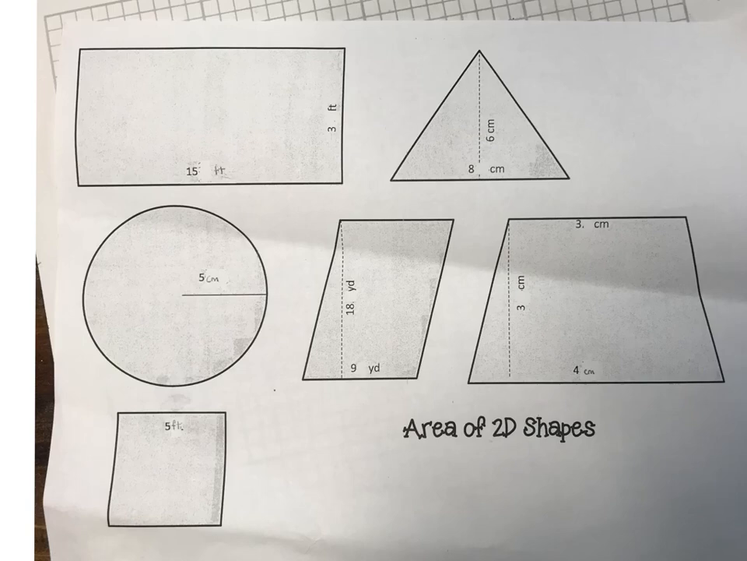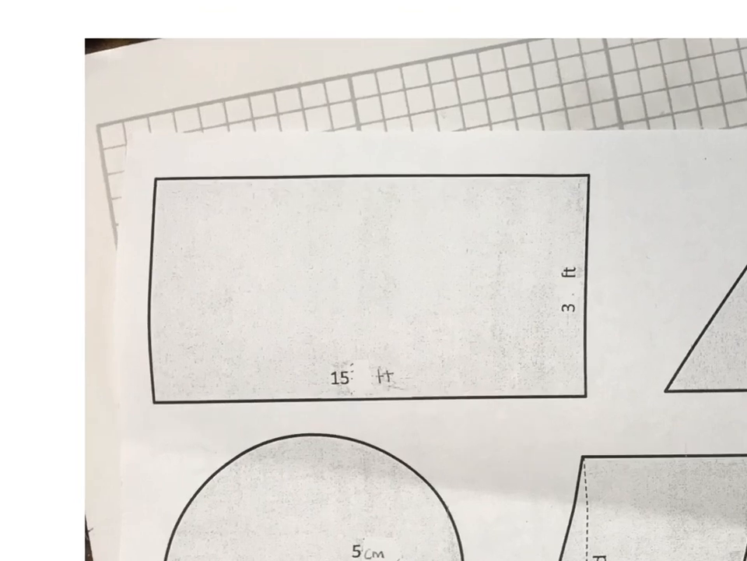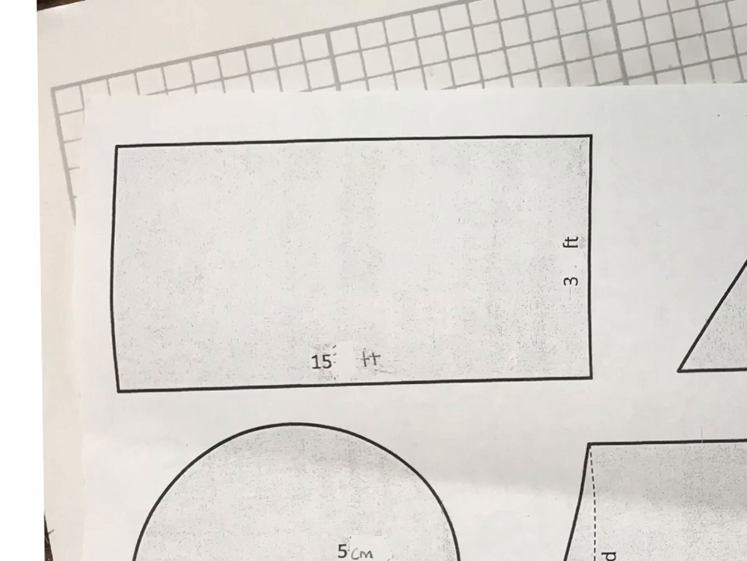Okay, we're going to do area of 2D shapes. So our first shape is going to be this top left-hand corner, and I took a picture of this, that's why the line's kind of distorted. So this is going to be a rectangle.